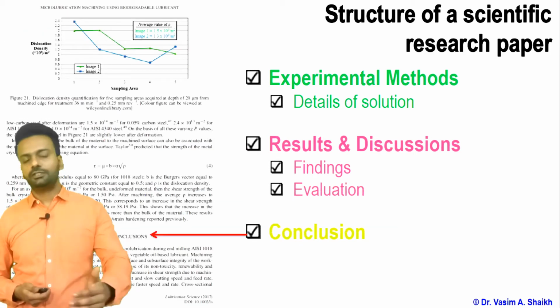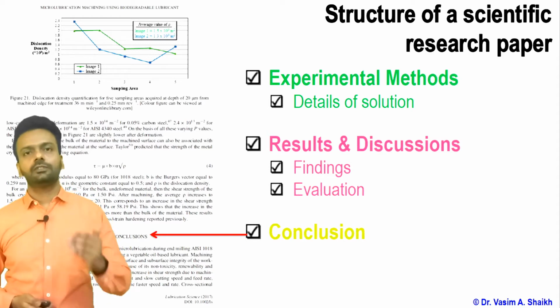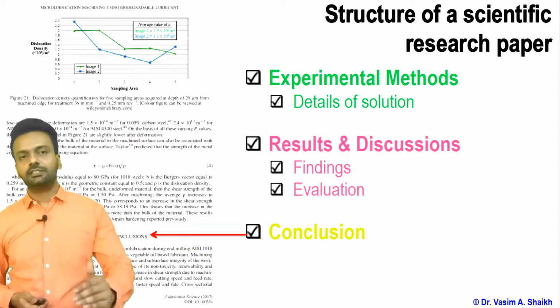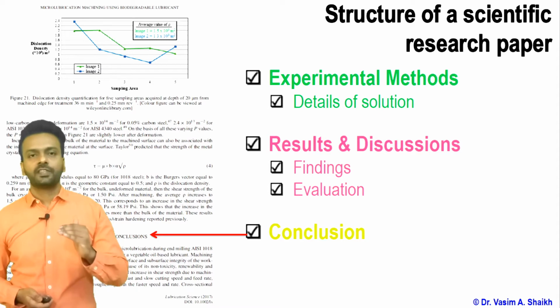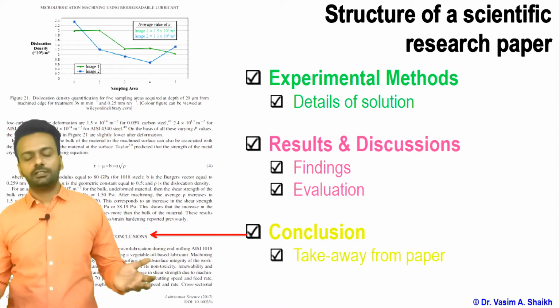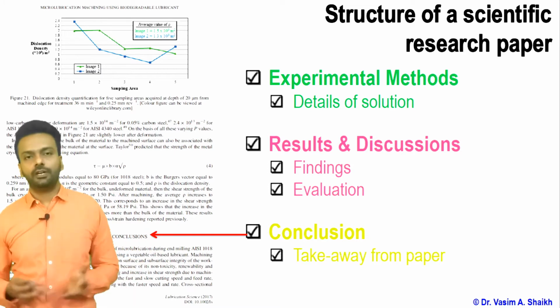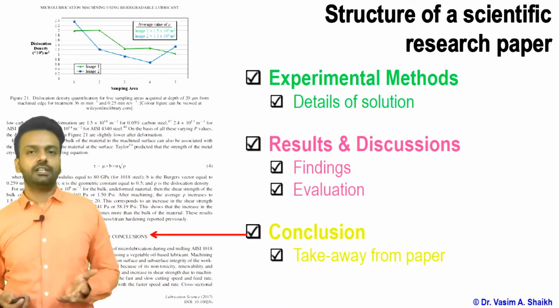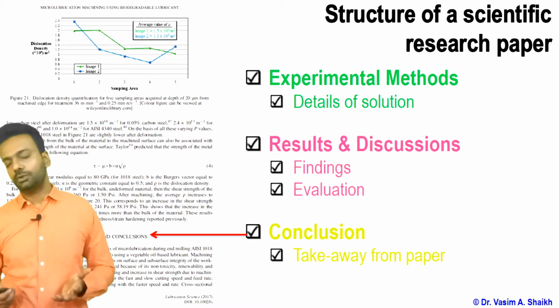Then there is a section on conclusion. So experimental method, results and discussion, conclusion. In conclusion, basically what is the takeaway from the paper, what is the entire thing they have found out, and so on and so forth. All these things come in the conclusion part.